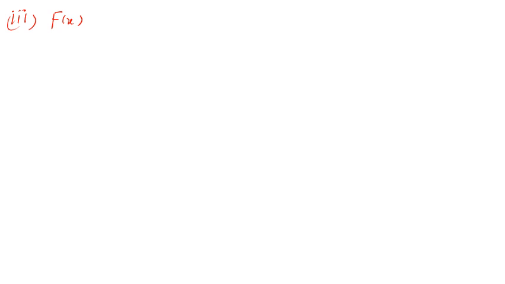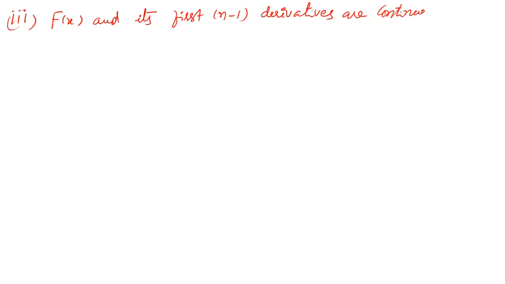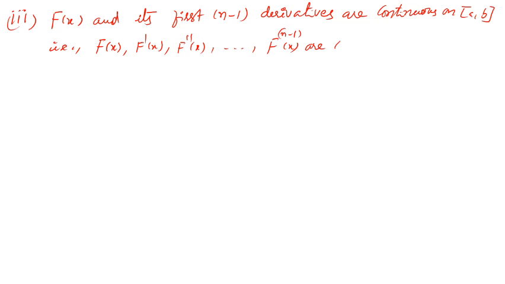the function capital F of x and its first n minus 1 derivatives are continuous on [a, b]. That is the meaning. What is the meaning? F of x, f dash x, double derivative f double dash x, and so on. What is the last one? The n minus 1th derivative are continuous on the given domain a comma b.